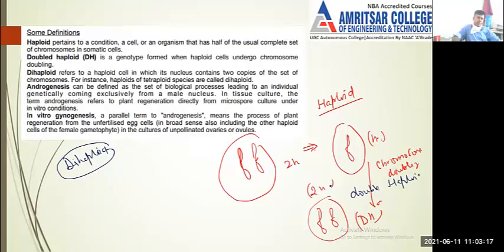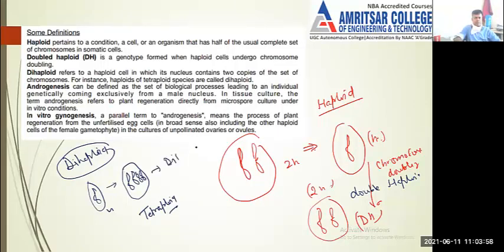What is dihaploid? Dihaploids are haploid cells in which the nucleus contains two copies of the set of chromosomes. So they are also called dihaploid or tetraploid. For example, one cell contains chromosome N, and then we are making a tetraploid of this. This is called a tetraploid. So there is another technique, androgenesis.